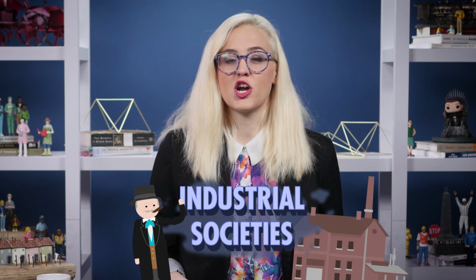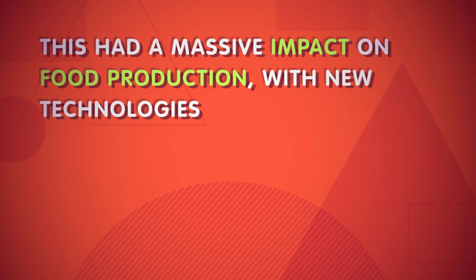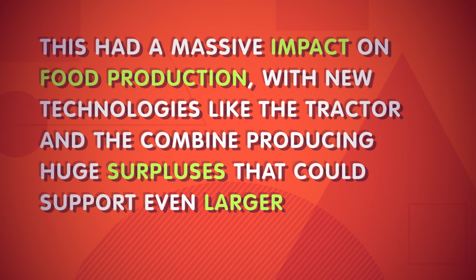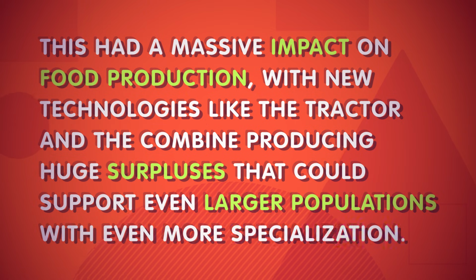These societies get their start with the Industrial Revolution around 1750, as production began to shift from human and animal power to machine power. This had a massive impact on food production, with new technologies like the tractor and the combine producing huge surpluses that could support even larger populations with even more specialization. But the Industrial Revolution also marked a fundamental change in the organization of society itself.